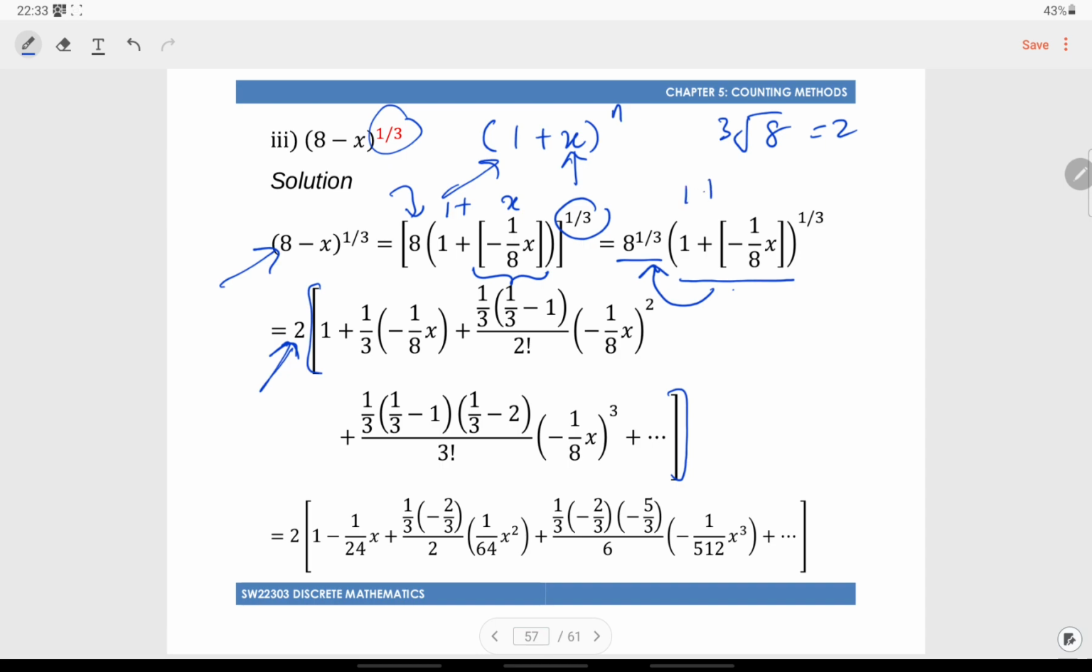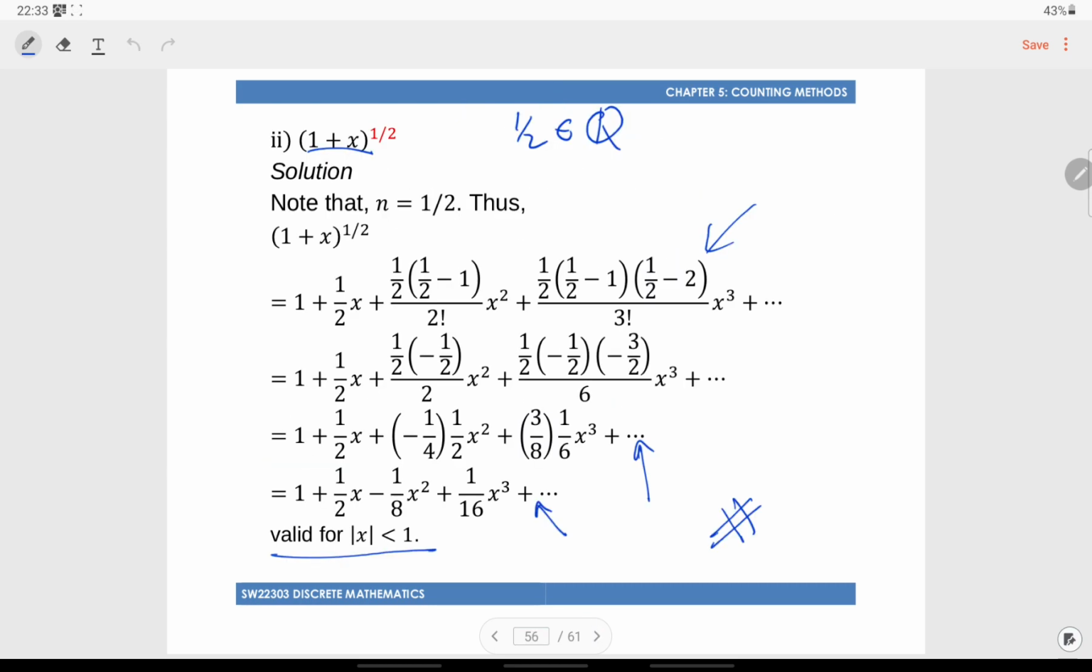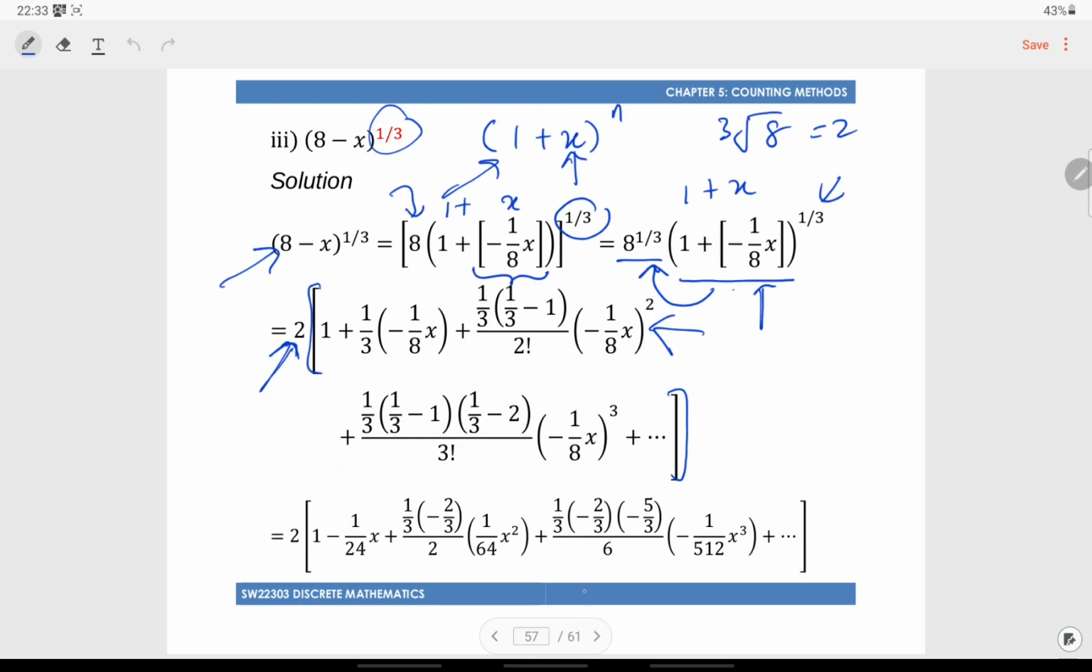So we have 1 plus x to the power of n. So this is our x and this is our n. So just insert into the formula, the original formula. So we have this x, so we substitute this x with negative 1 over 8x. Okay, negative 1 over 8x. And then don't also forget about this triple dot.